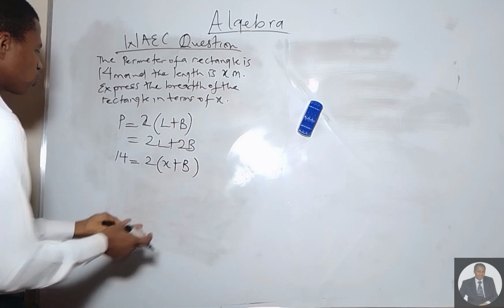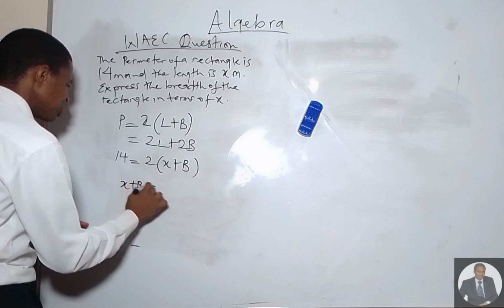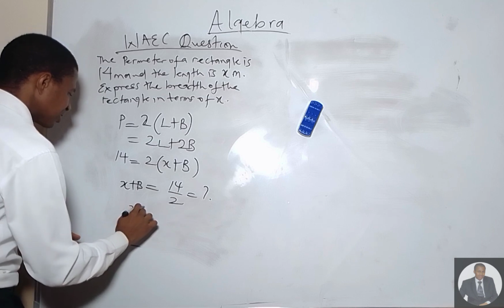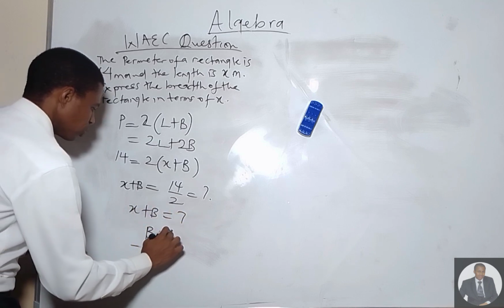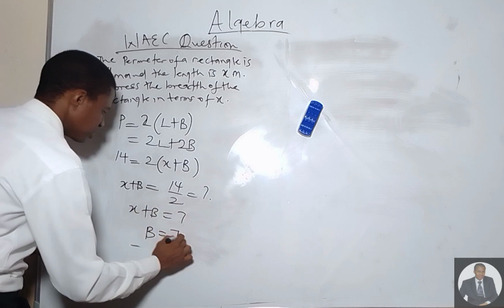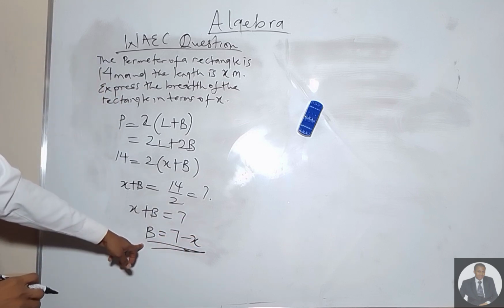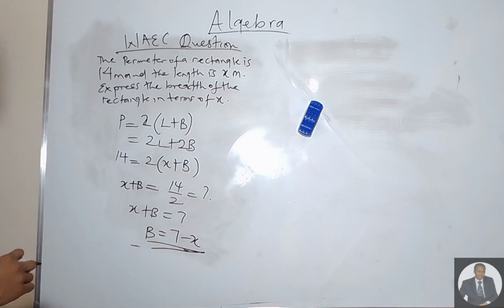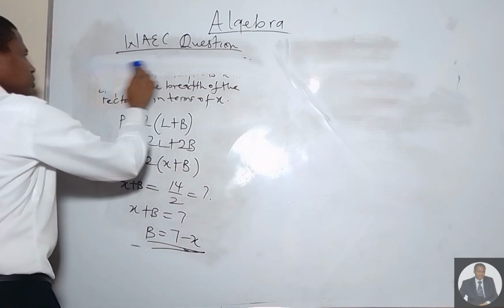So what we are looking for is B. So we have x plus b equals 14 divided by 2. That's 7. So x plus b equals 7. So b, which is our breadth, will be 7, and this x will go this way, minus x. So the breadth will be 7 minus the length. That is the answer. Another WAEC question.